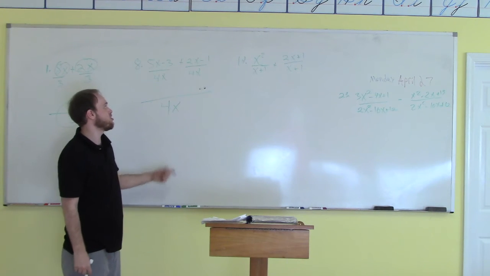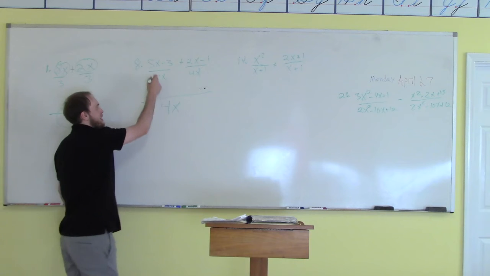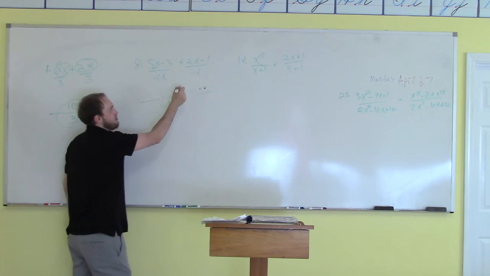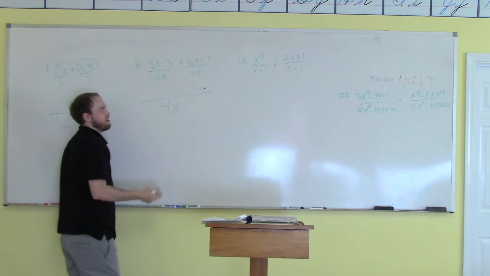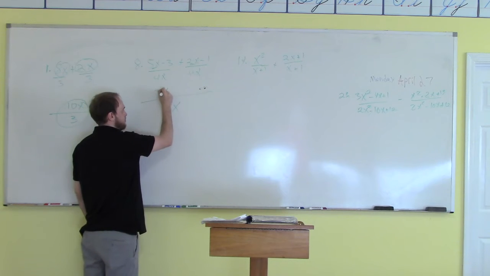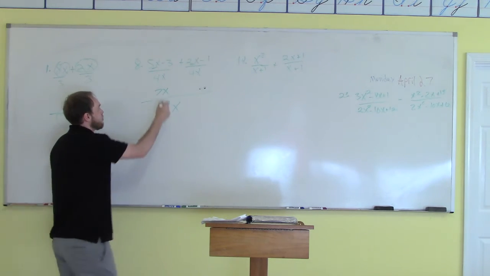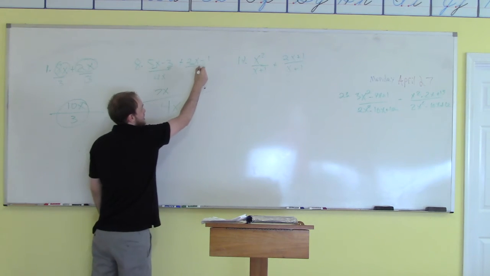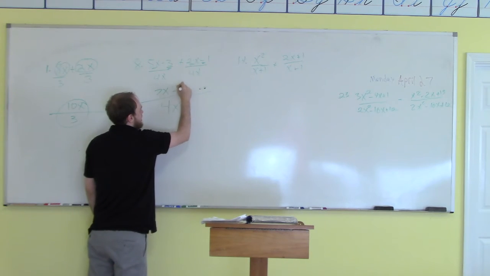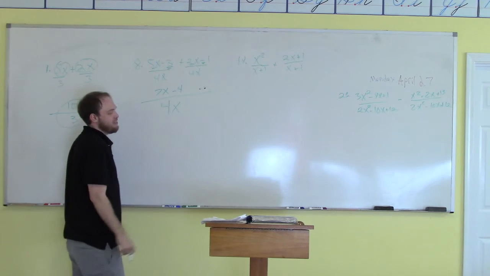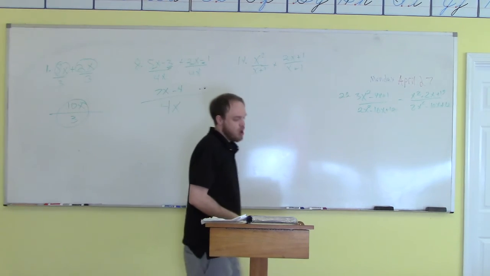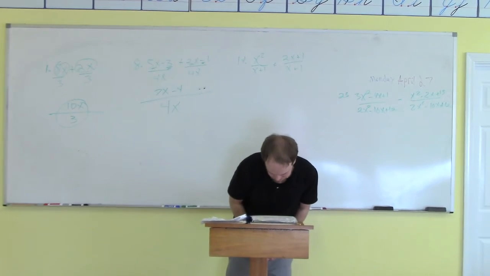So here, this one's just adding. So first I'm going to combine my x's. So I have a 5x and a 2x. So when I add those together, I end up with 7x. And then I have a negative 3 and a negative 1, so that would be a negative 4. So I have 7x minus 4 over 4x.